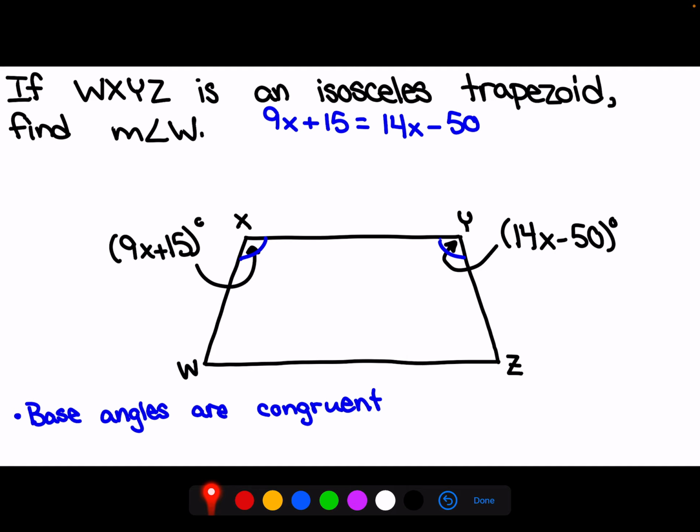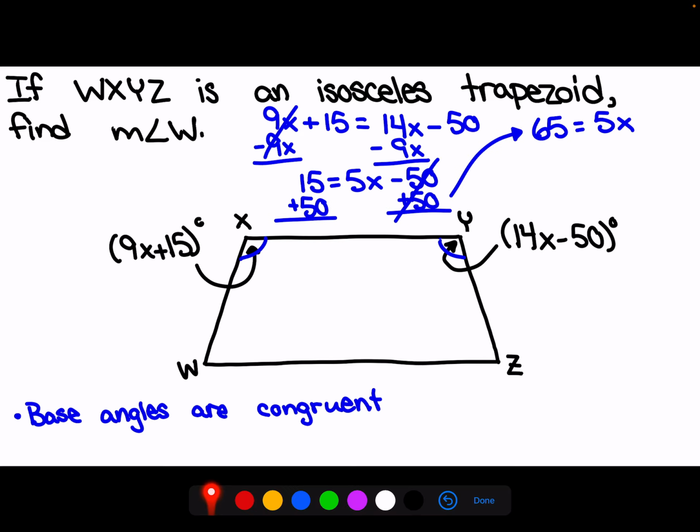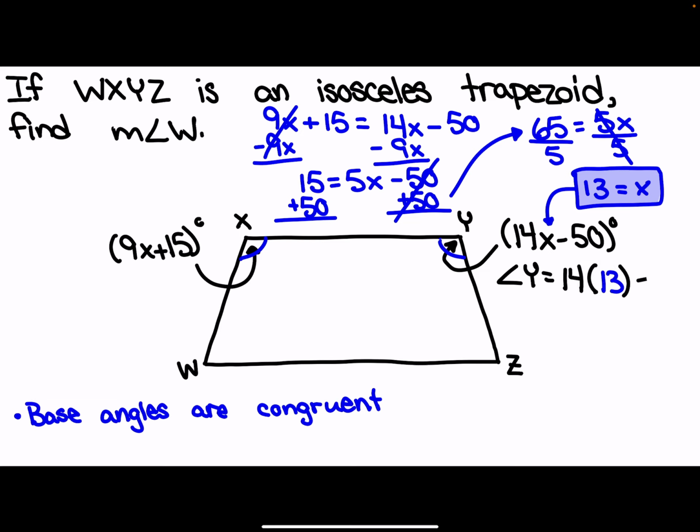From here, we're going to go ahead and solve for x by subtracting 9x from both sides and adding 50 to both sides. It'll give me 5x equals 65, and then dividing both sides by 5, we get x equals 13. Now that we have x, we can go ahead and solve for either angle Y or angle X. It doesn't matter. They're the same angle. So I'm going to plug in x for angle Y, and we'll get 14 times 13 minus 50 equals angle Y.